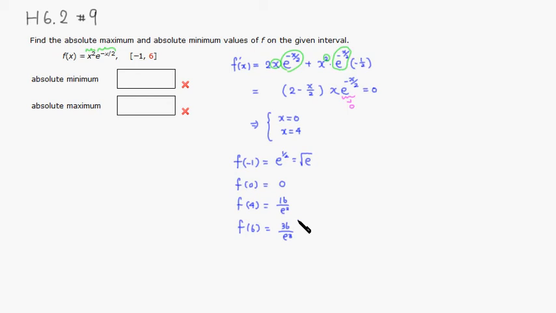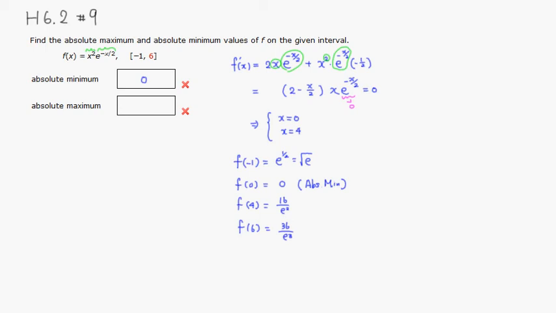Then we need to find the absolute minimum. I can tell that the absolute minimum will be this one, f of 0. So let's write that down: the absolute minimum is 0.